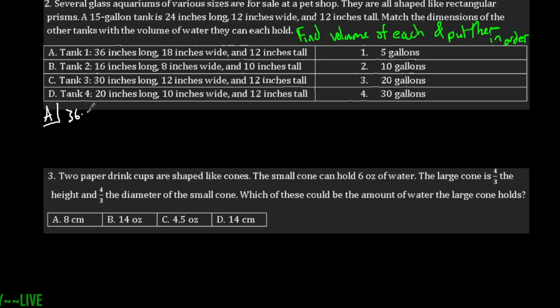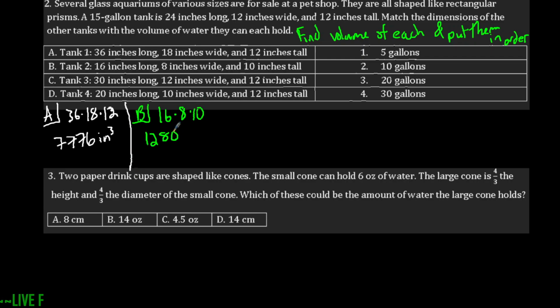36 times 18 times 12, which is going to be 7,776 inches cubed. So there's A. And we say for B, how much do we have for B? Well, we have 16 times 8 times 10, which is going to be 1,280 inches cubed.